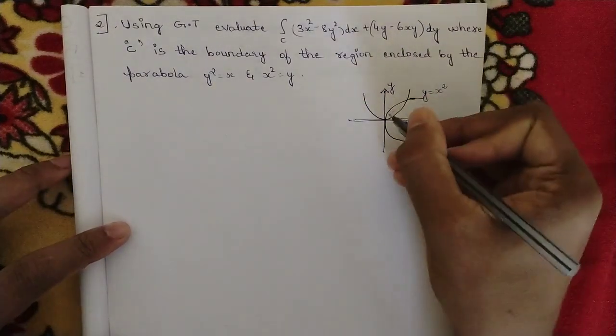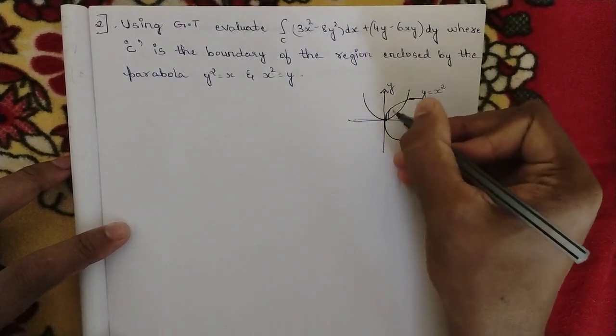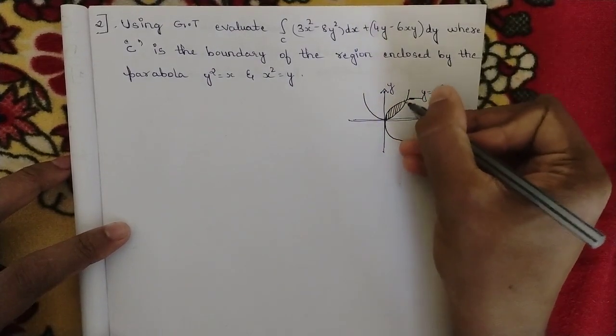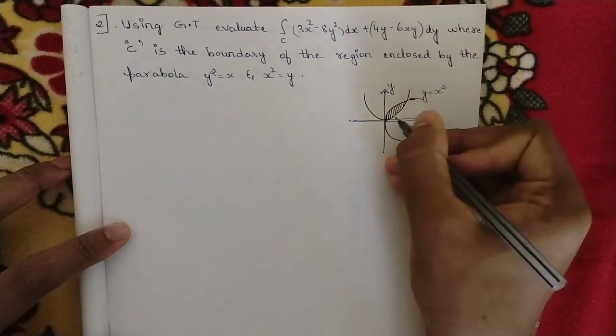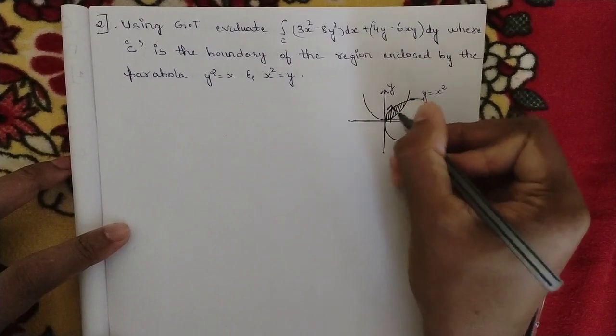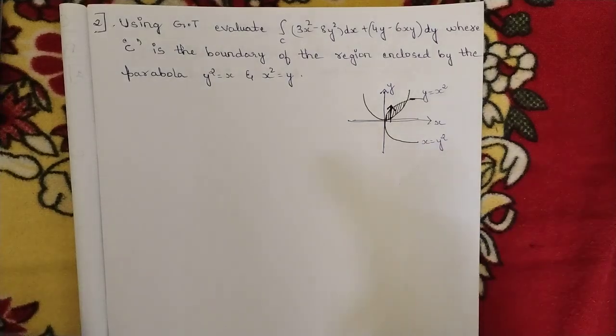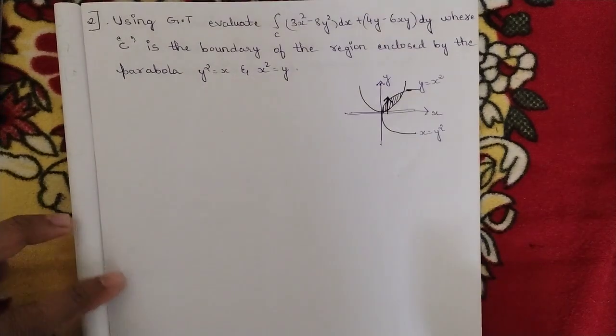Now again, as I have told you, wherever the two parabolas intersect each other, that region you should be shading. This is the intersection region. From the x axis till the y axis we should draw one perpendicular line in order to get the limits of y. Okay, this much is done. Now let us solve the problem and see what we get.